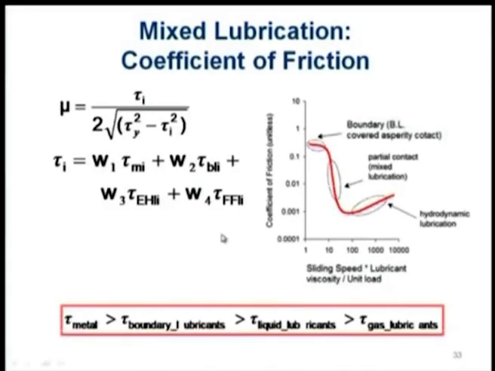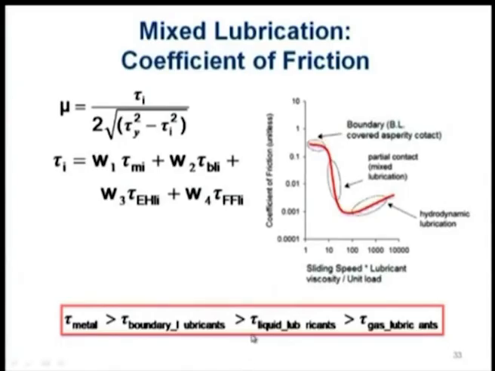And here comes a note: the shear strength of metal will be greater than the shear strength of boundary lubricants. The shear strength of boundary lubricant will be greater than the shear strength of liquid lubricant. We have not talked about gas lubricants, but if there is a gas, maybe air, maybe nitrogen or hydrogen, then in that case the shear strength of that interface will be lower. In another case, we can say that a gas bearing, any solid surface separated by gas as a lubricant, will have the lowest coefficient of friction.